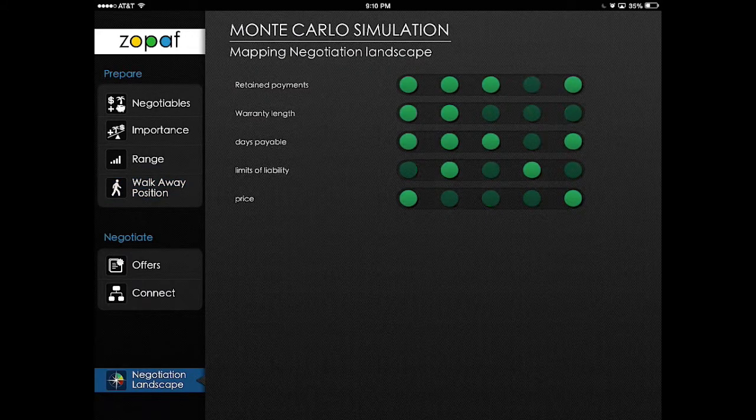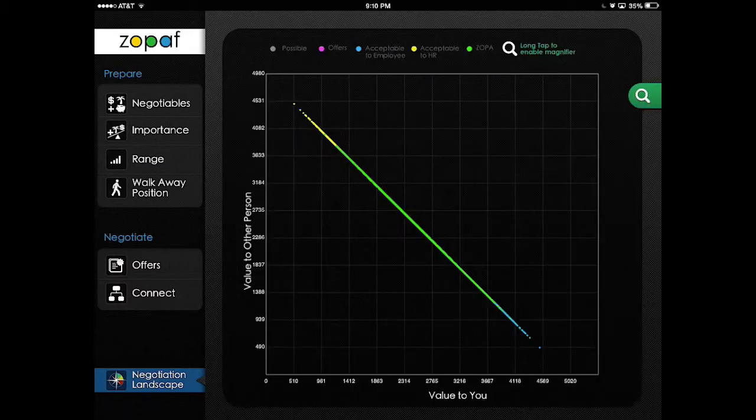After entering all the information, Zopaf calculates 80,000 different offer permutations to develop the negotiation landscape. The green area is the zone of potential agreement, or the area within which both parties would be happy to strike a deal. Anything outside of that area is only acceptable to one party.